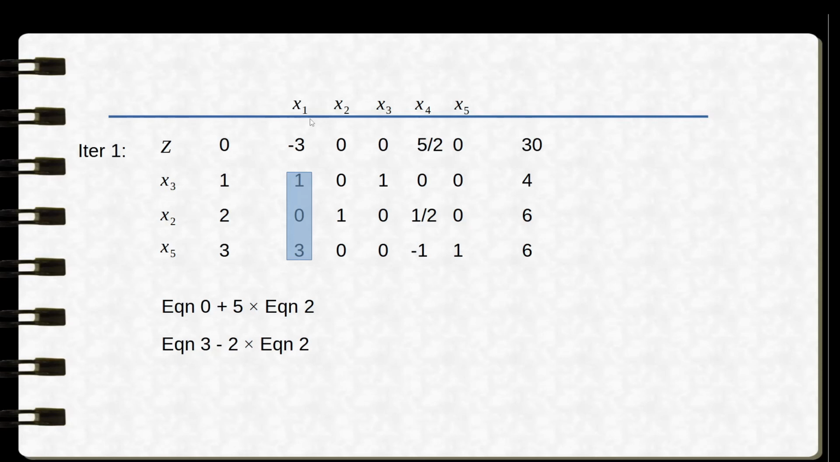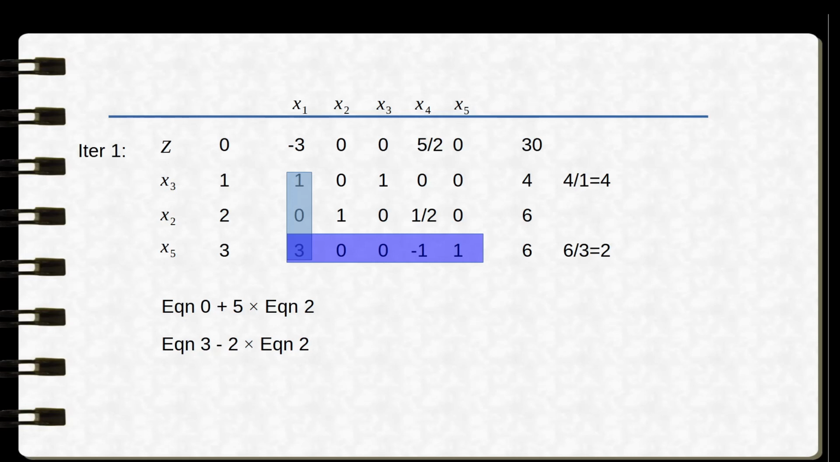Now we have to find out which will be the leaving variable. So we have to take the increase in x1 in each and every equation. So let's take equation number 1. The increase here is 4. And in equation number 3, the increase is 2. So the lowest increase is in equation number 3. Therefore, the leaving variable is going to be x5. So we draw a box on the coefficients of equation number 3.